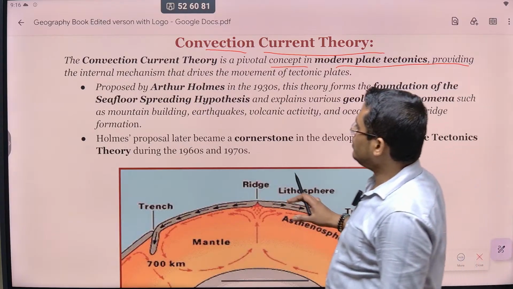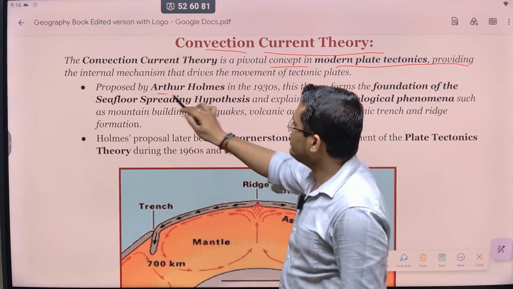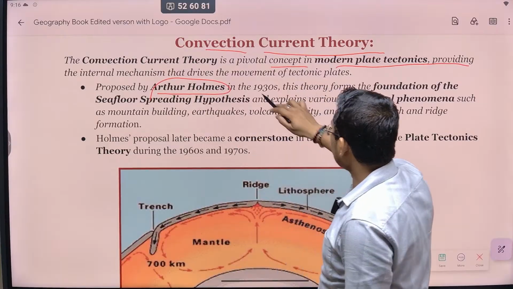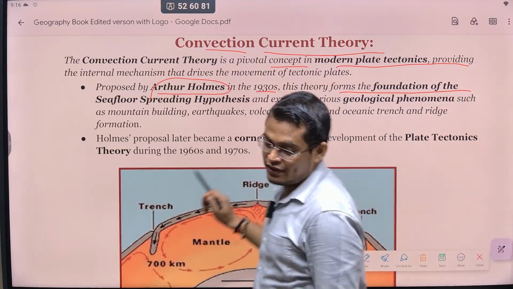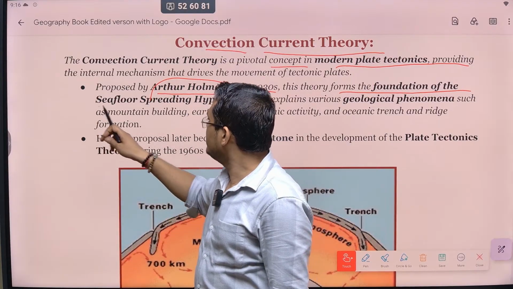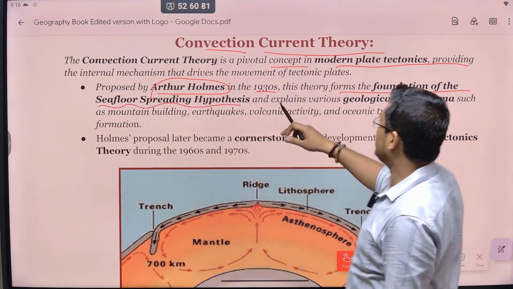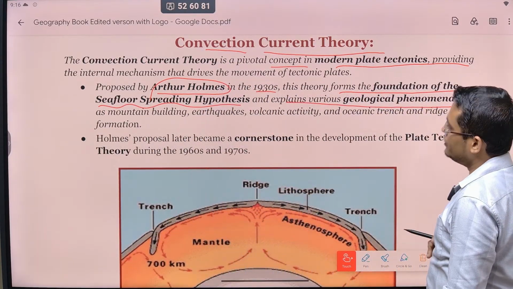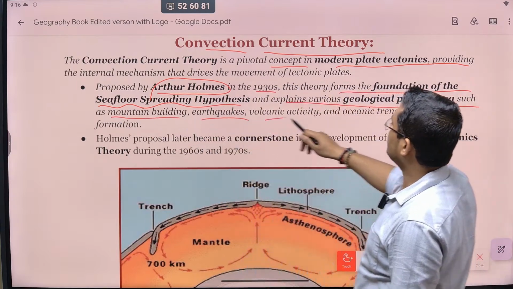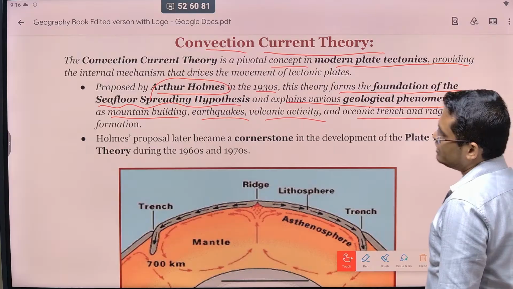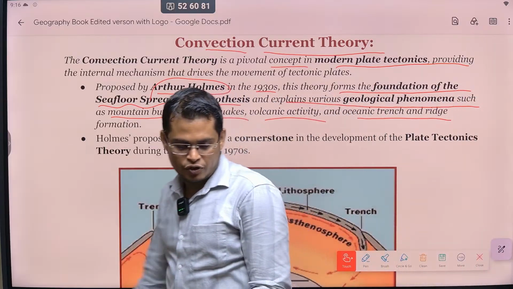So this was proposed by Arthur Holmes in the 1930s. This theory is the basis for explaining the sea floor spreading hypothesis and various geological phenomena such as mountain building, earthquakes, volcanic activity, and oceanic trenches and ridge formation. How am I going to explain this to you?